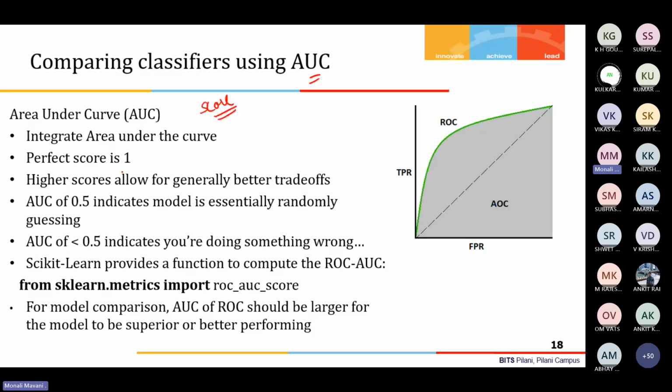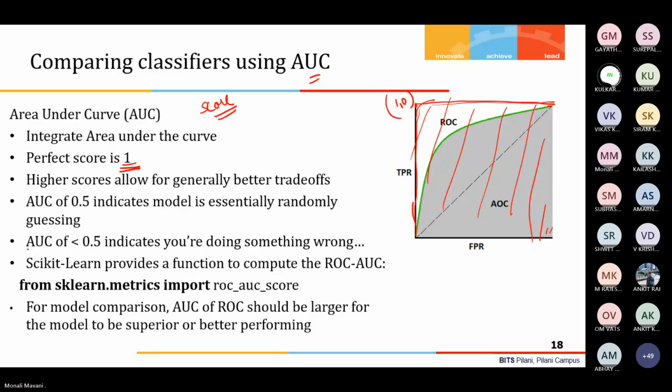So the perfect number is 1. It is nothing but area under the curve. So when will you get a perfect one? Where your model and your graph is here, something like this. If this is where your model is, the area under the curve will be the entire canvas. That means your score will be 1.